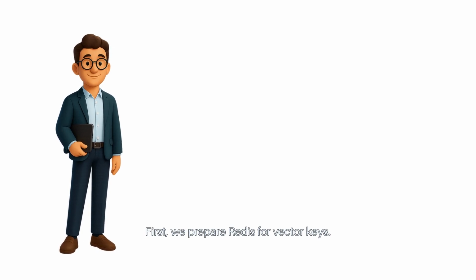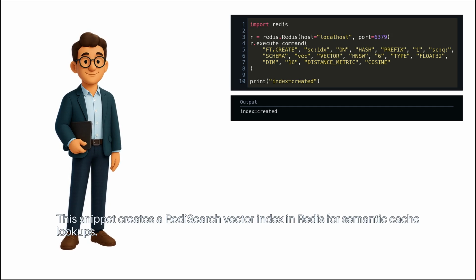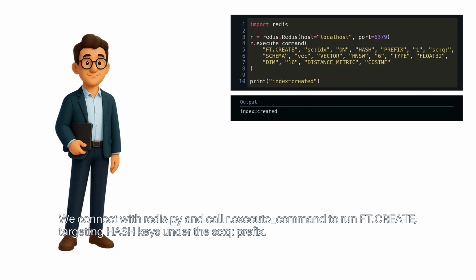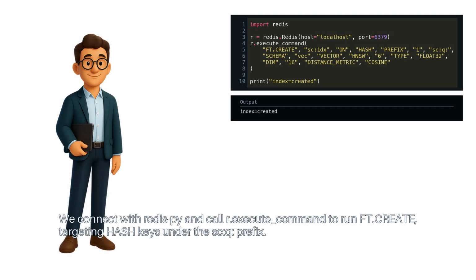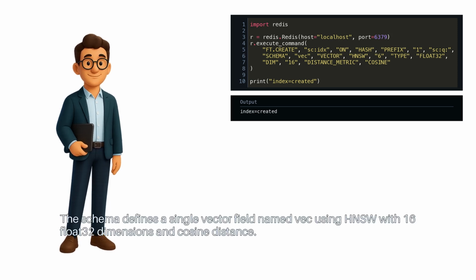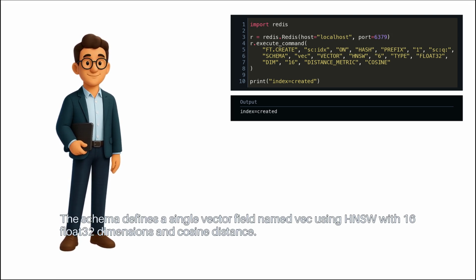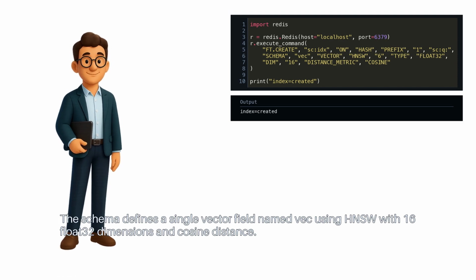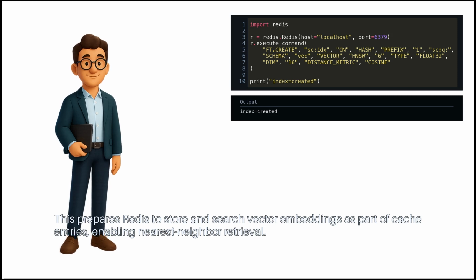First, we prepare Redis for vector keys. This snippet creates a RediSearch vector index in Redis for semantic cache lookups. We connect with redis-py and call execute_command to run FT.CREATE, targeting hash keys under the SCQ prefix. The schema defines a single vector field named vec using HNSW with 16 float32 dimensions and cosine distance. This prepares Redis to store and search vector embeddings as part of cache entries, enabling nearest neighbor retrieval.